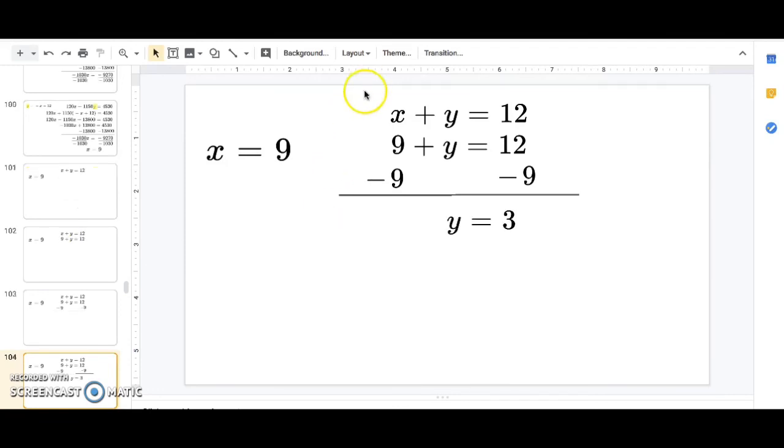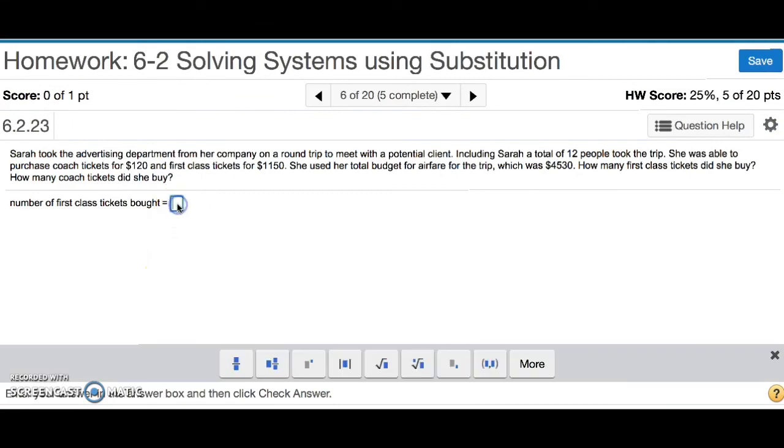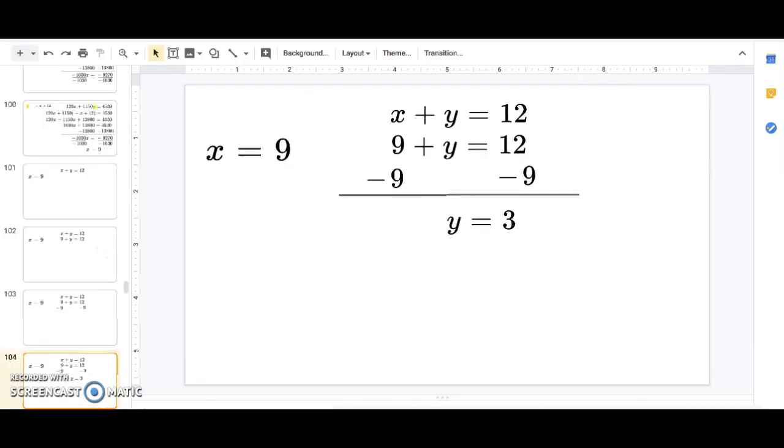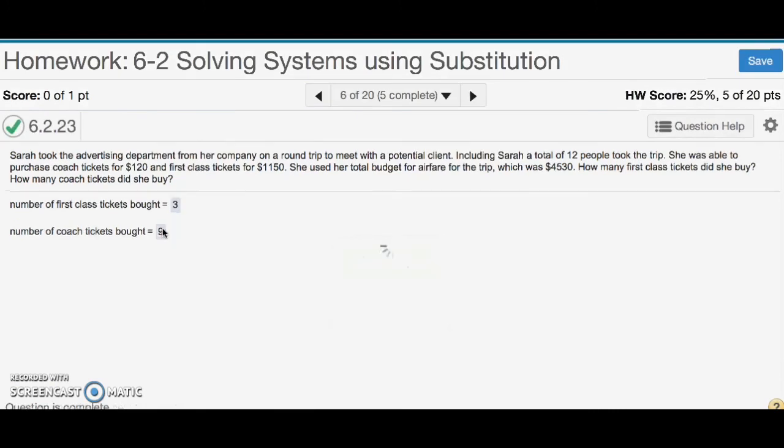Now remember, x is the number of coach tickets, y is the number of first class. So when I substitute it in, it wants the first class first, which was y, and that's 3. Coach tickets is going to be x, and that was 9. Okay, and that's number 6.